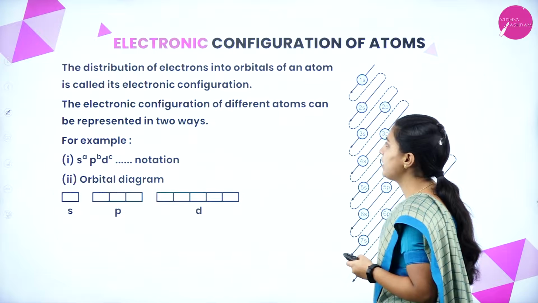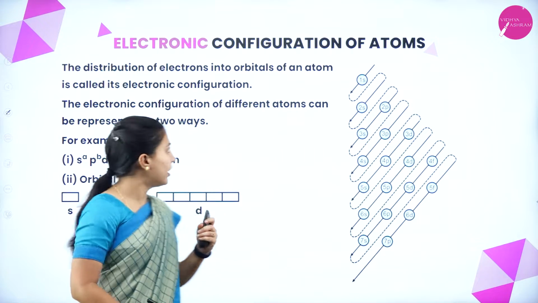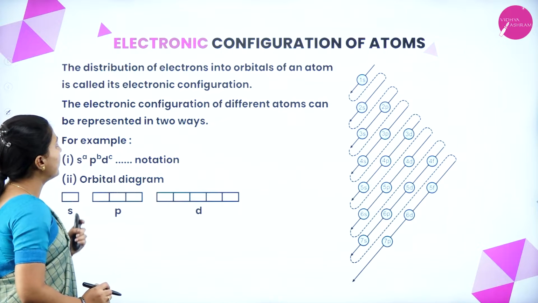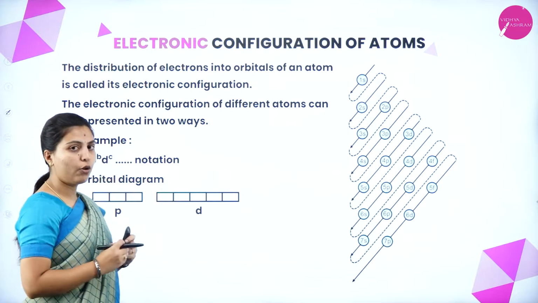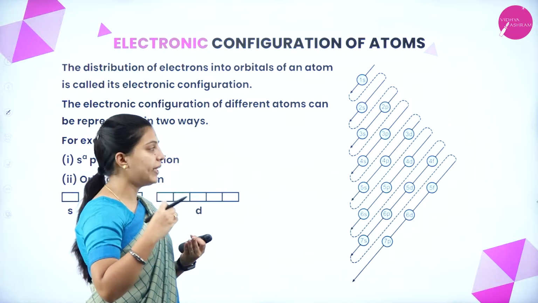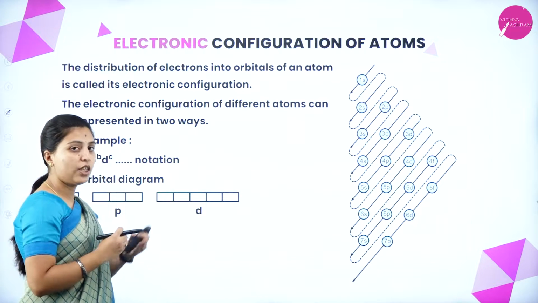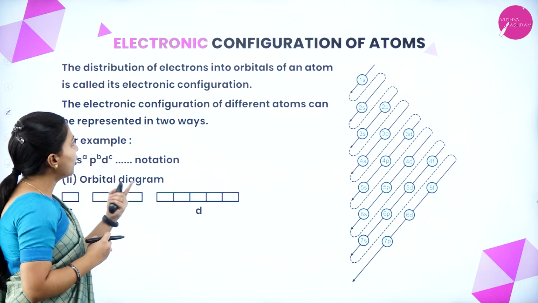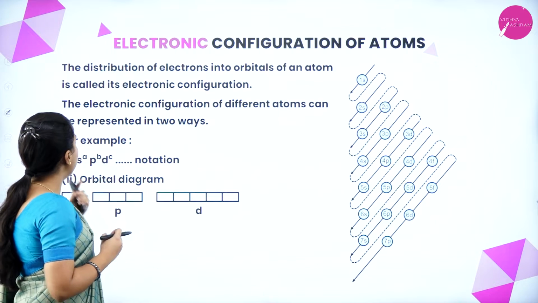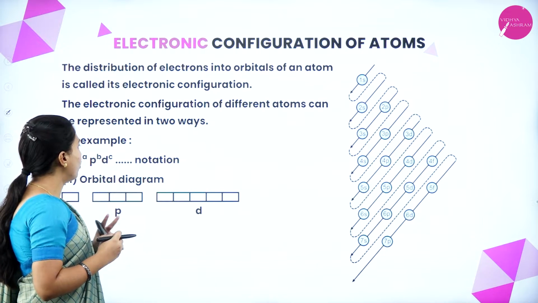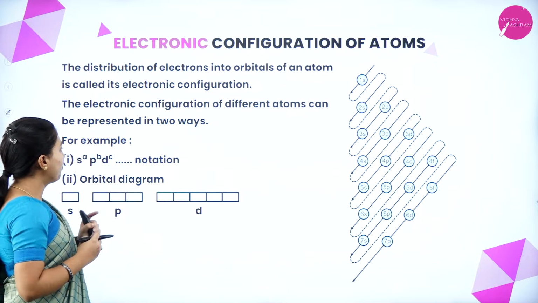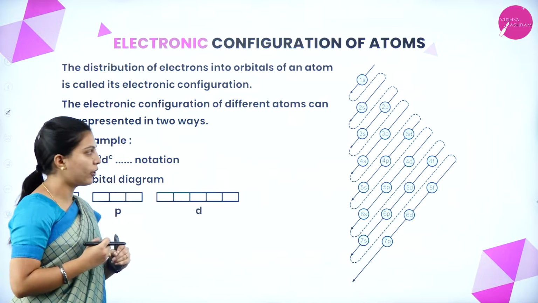Next, electronic configuration. The distribution of electrons in the orbitals of an atom is called its electronic configuration. How the overall electrons are distributed in the orbitals of an atom, we call electronic configuration. The electronic configuration of different atoms can be represented in two ways. First is s to the power of a, p to the power of b, d to the power of c. It is a notation.